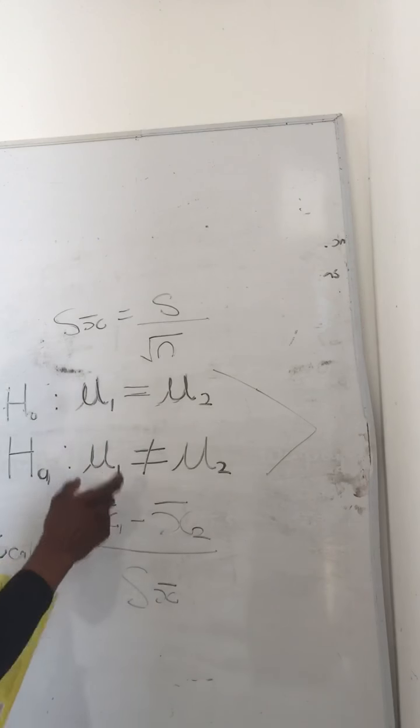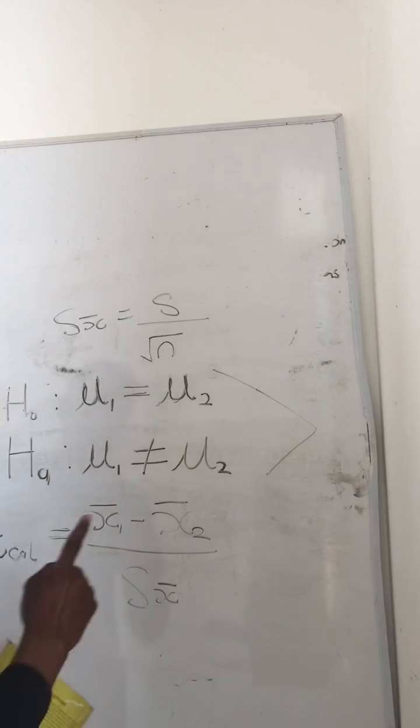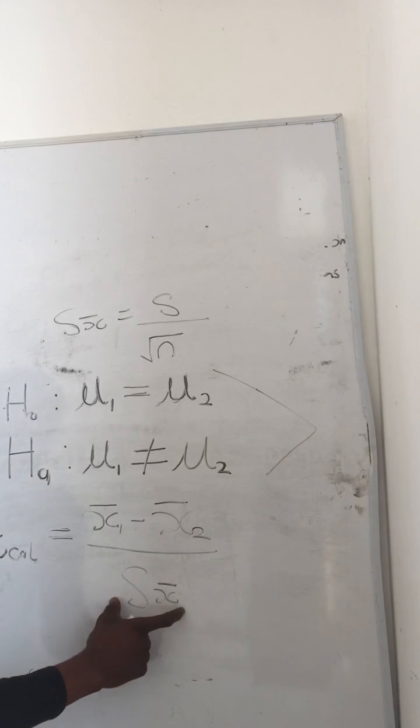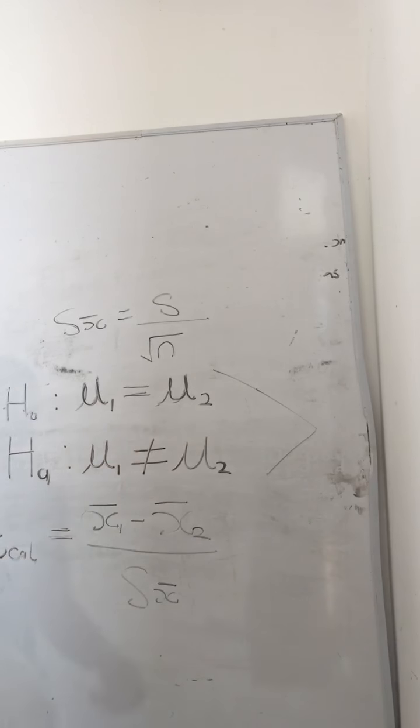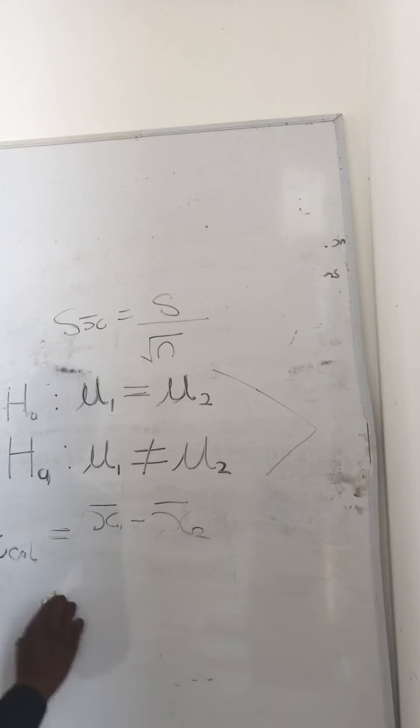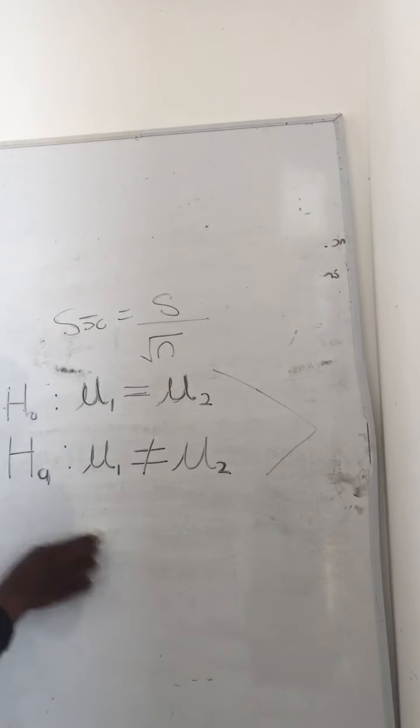So for this problem we are having two-tailed and we are having one sample. This is the formula for the one sample, and the two-tailed is differences, when your alternate hypothesis is just asking whether there is a difference between the two.